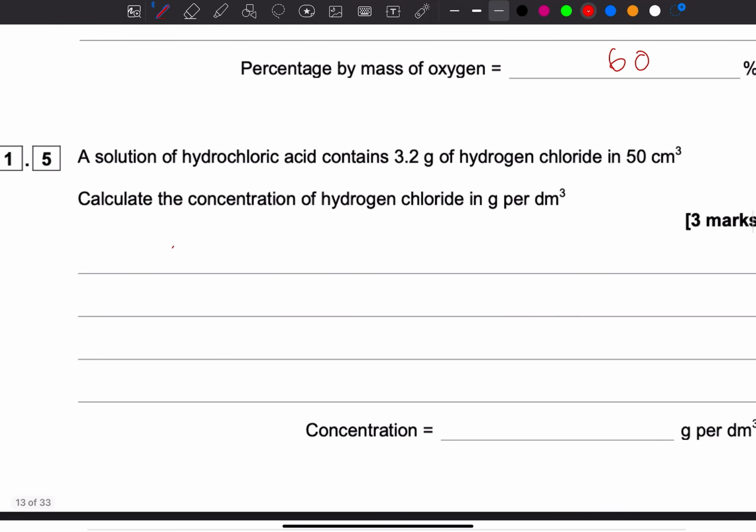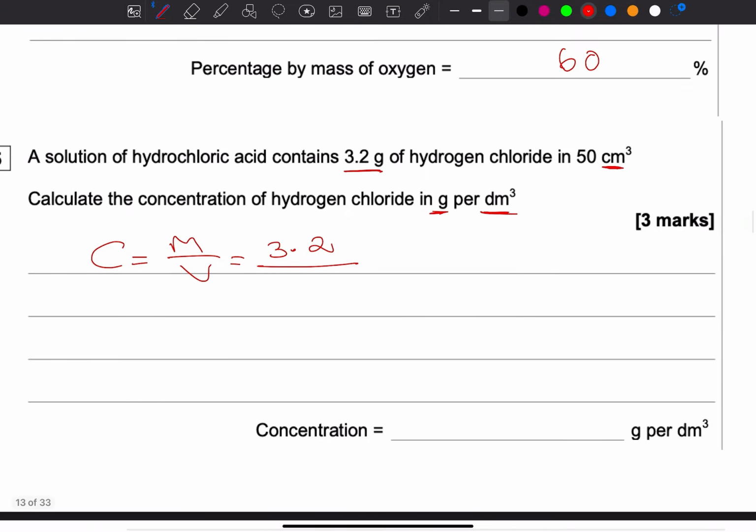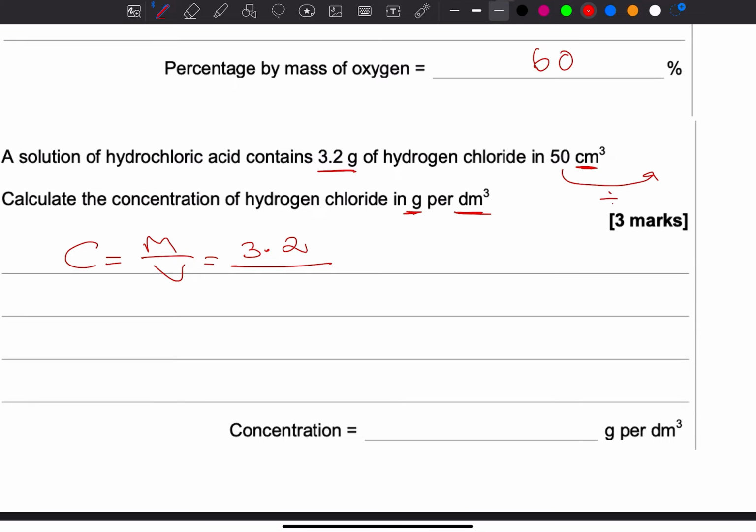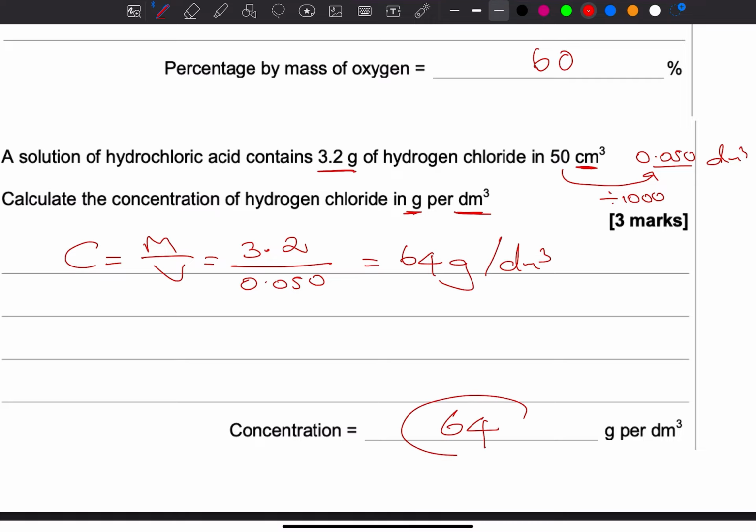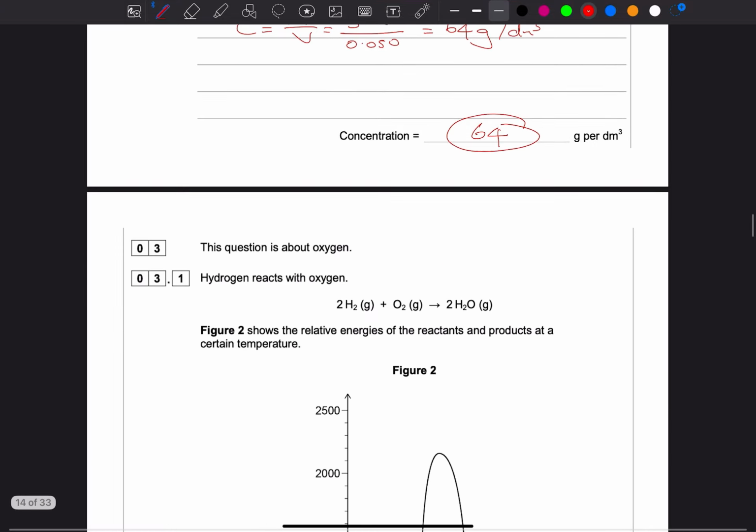They want concentration, right? Concentration is mass over volume. What is the mass? And remember, it's grams per dm cubed, okay? Mass is 3.2 grams. That's perfectly fine. The volume can't be in centimeter cubed. It has to be in decimeter cubed. So how to do it? Centimeter cubed to decimeter cubed, you divide it by 1,000. So how many decimeter cubed is it? 50 divided by 1,000, 0.050. What is it? 64 grams per dm cubed. That's the answer. Good. Yeah, that covers.